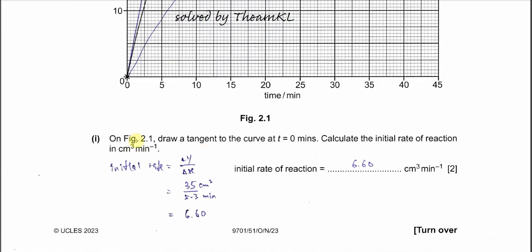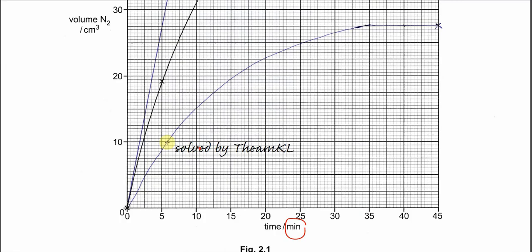Part 1. On this figure 2.1, draw a tangent to the curve at t equal to 0 minutes. Calculate the initial rate of the reaction. The unit is cm cube per minute. So this one is minute and this is cm cube, so we do not need to do extra conversion. We just use delta y over delta x, so we can get the rate of reaction. It means we calculate the gradient.